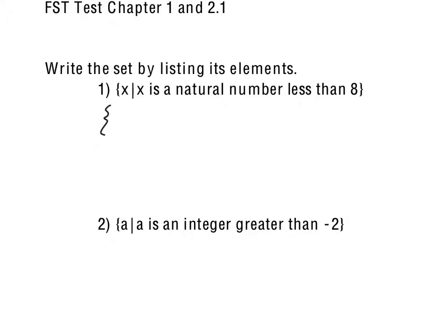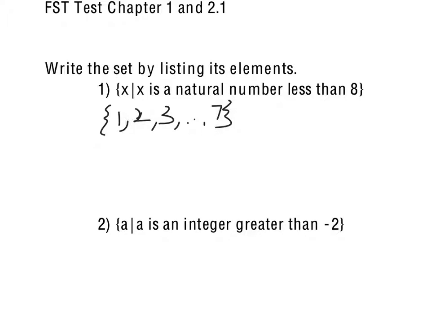So natural numbers do not include 0, so I'm just going to go 1, 2, 3, ... less than 8, so that would go up to 7, but not include the 8. You could write them all out if you wanted to, but again, we can shorten that up a little bit.